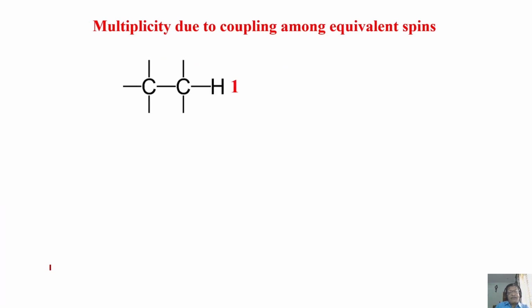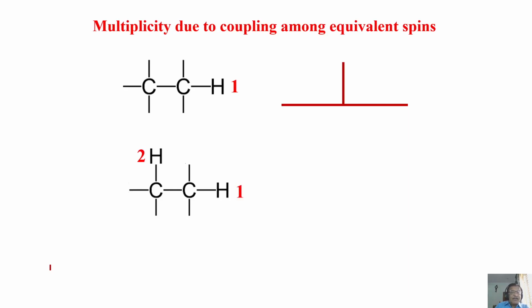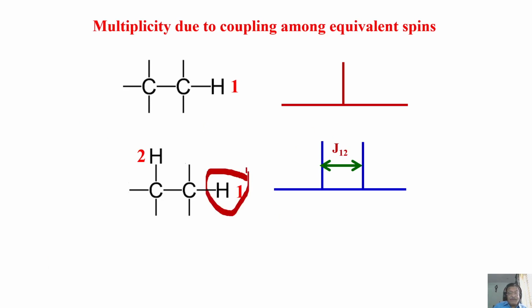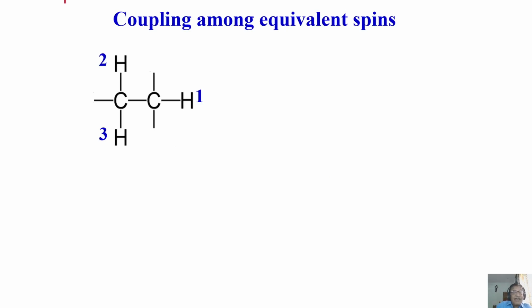Consider an example like this. There is only one proton, so you get only one line. Now consider a situation where one proton is coupled to another proton: you get 2 lines. Of course this coupling is J1. This is well known: when 2 protons are coupled, we get a doublet for this and also a doublet for this. We have been discussing this. Now, the interesting thing is, I look at this molecule. In this case there is a perfect symmetry along this axis. That means this coupling and this coupling are the same: J12 is equal to J13.